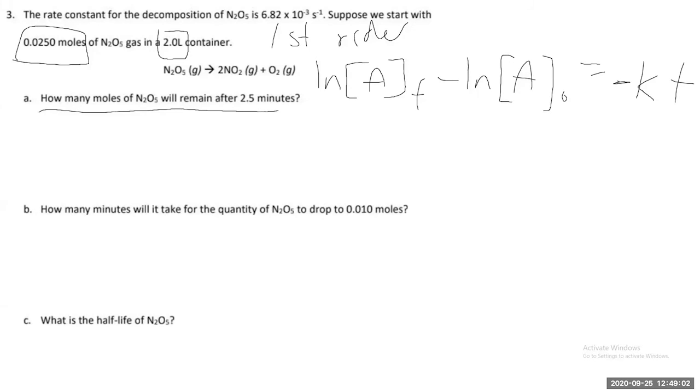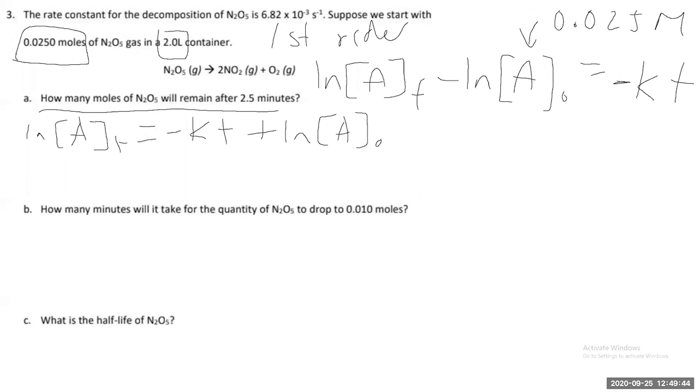So the concentration should be 0.0250 moles divided by 2 liters, which gives me a molarity of 0.025 M. So A0 is equal to 0.025 M. Now, if we want to solve for A of t, we move some things around. ln of A of t is going to be equal to negative kt plus ln of A at time initial.